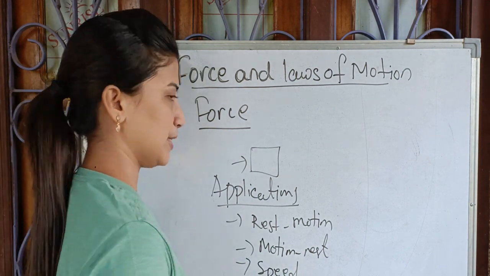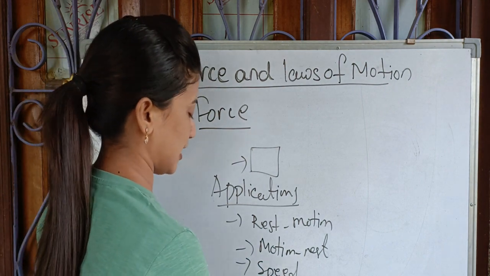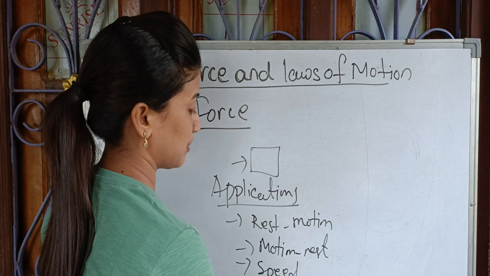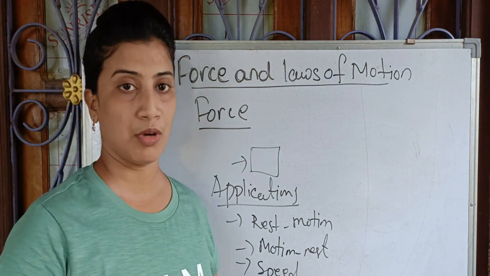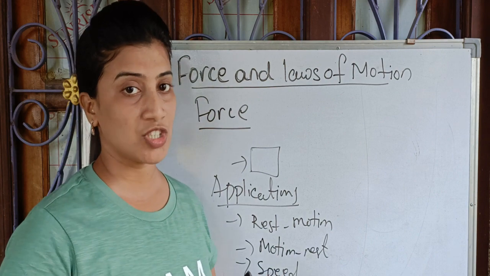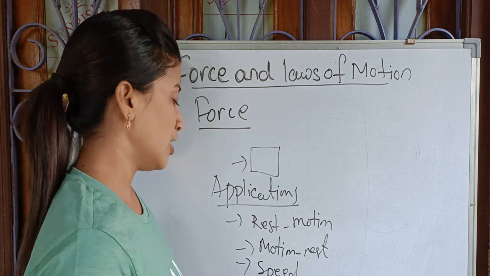Next, the fourth application is by applying force on a body, we can change the direction. In the direction segment, we can take the example: a ball is coming and the batsman hits the ball and the direction of the ball gets changed. So by applying force on a body, we can easily change the direction.